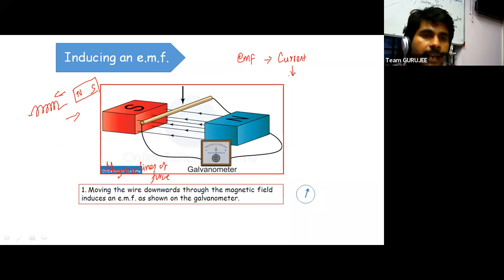Whenever current flows through a conductor, the galvanometer shows deflection. The galvanometer is a device used to detect electric current. Whenever current enters the circuit, the galvanometer shows deflection. So here EMF is produced and current is formed, so the galvanometer shows a deflection. Is it clear? Please note the valuable points if you need.